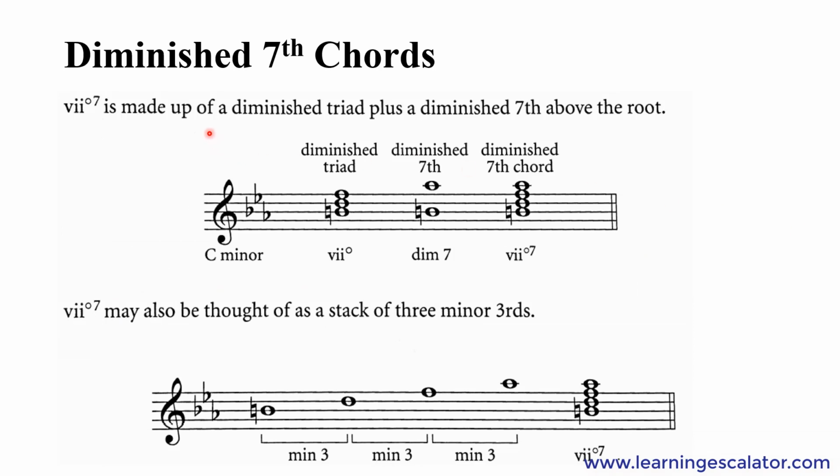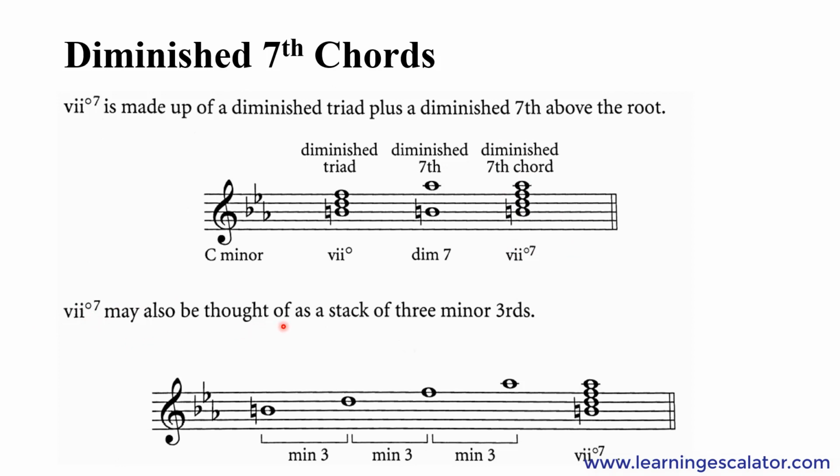Diminished seventh chords. VIIO7 is made up of a diminished triad plus a diminished seventh above the root. So this is a diminished triad on the raised leading tone, and then a diminished seventh above the root, which is B natural, is A. So added together is the diminished seventh chord.